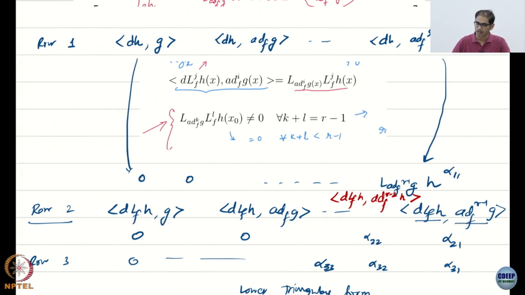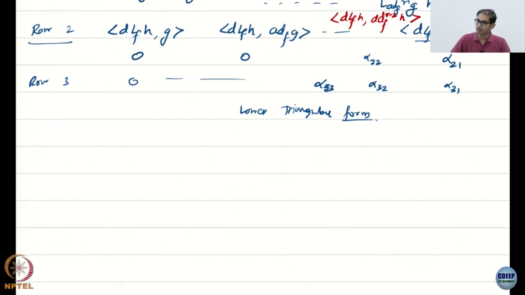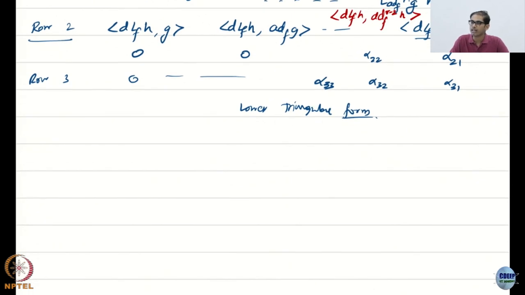So basically, you start seeing a lower triangular structure. Why? This is because of the first equality that we proved. In the first row, you have the last term non-zero. In the second row, you have the last two terms non-zero, and so on and so forth. So you have a lower triangular form, and it's well known that for a lower triangular form, the number of non-zero rows is the rank.